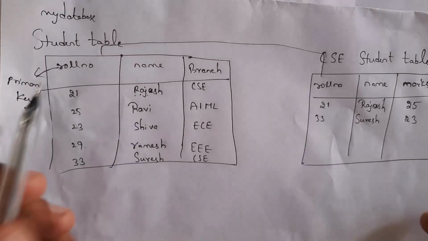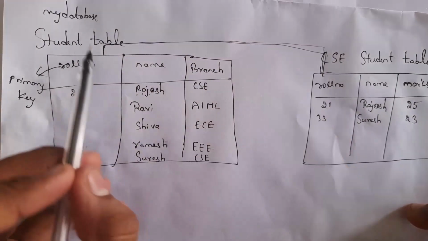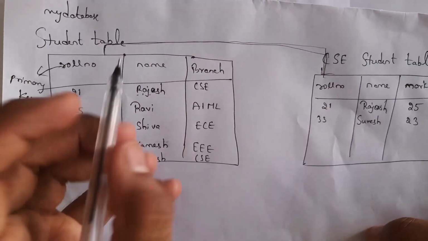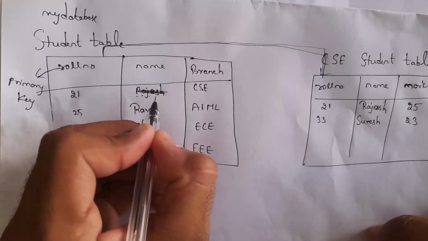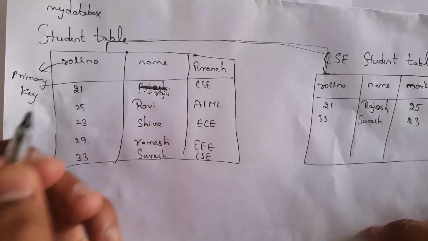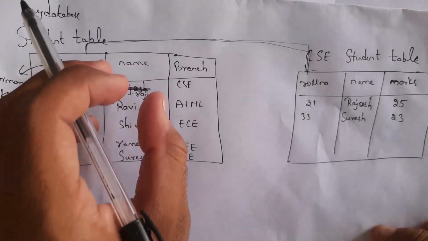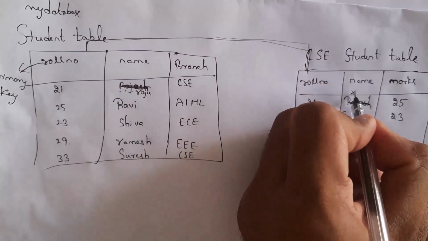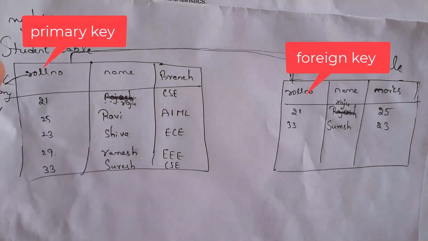Now what I will do is, I will connect this student table with the CSE student table. Whenever I connect this student table with the CSE student table, for example, in the student table, I want to change the name Rajesh to Raju, whose roll number is 21. I am changing the name Rajesh to Raju, whose roll number is 21. Whenever I change the name Rajesh to Raju, automatically it will update this information in the CSE student table. So automatically it will change the name Rajesh to Raju, whose roll number is 21. Here I created a relationship between 2 tables. The tables are the student table and the CSE student table.